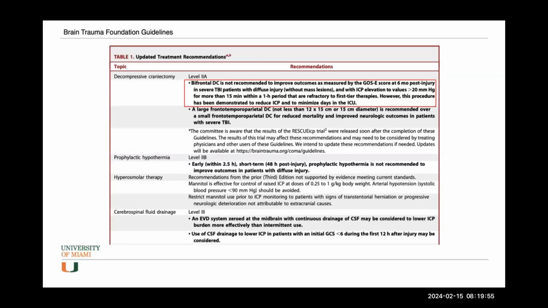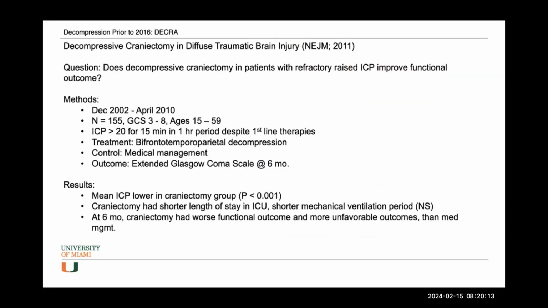So the first recommendation from 2016 was that bifrontal decompression wasn't recommended to improve outcomes, because at 6 months post-injury, those patients didn't necessarily have a big outcomes difference, even though patients who underwent a bifrontal decompression had reduced ICP. This came because of the DECRA study, which was published in the New England Journal in 2011.